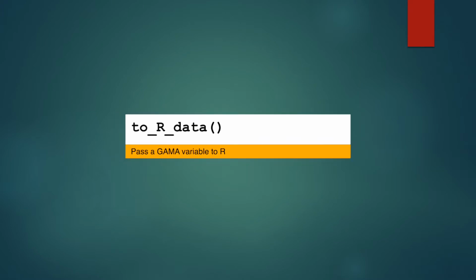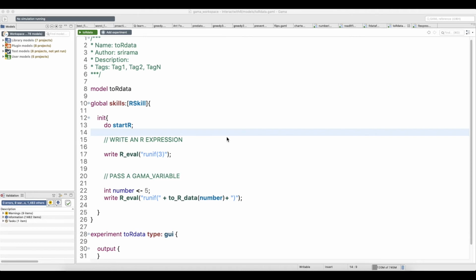Now this is our second example where we want to pass a gamma variable to R. It is the same model as before, but now we will pass a gamma variable to R. Again, the same procedure. Attach R skills and then use start R. Here we have a gamma variable called number with a value 5. We want to send this variable to R.